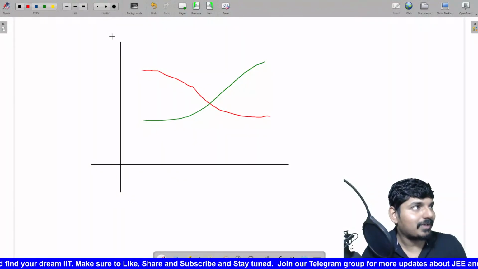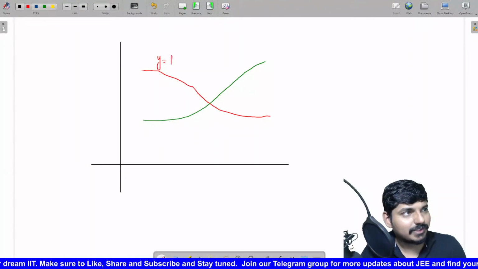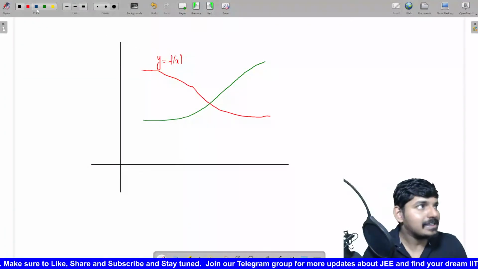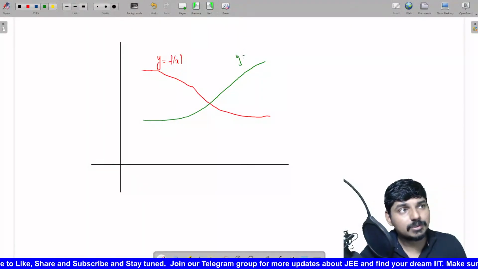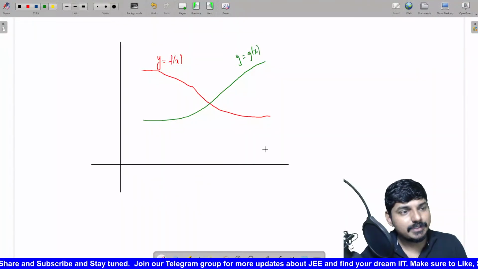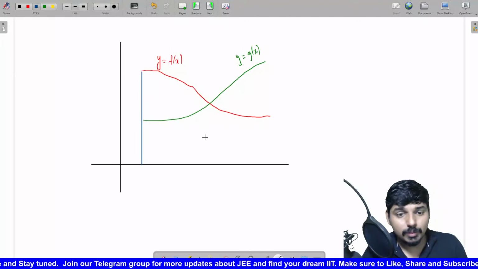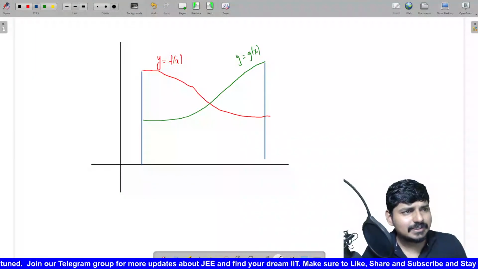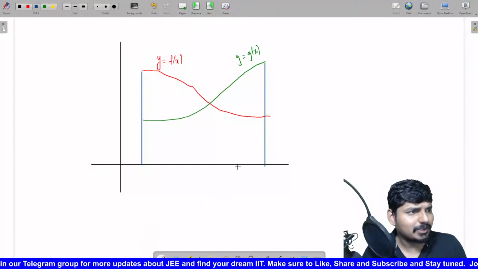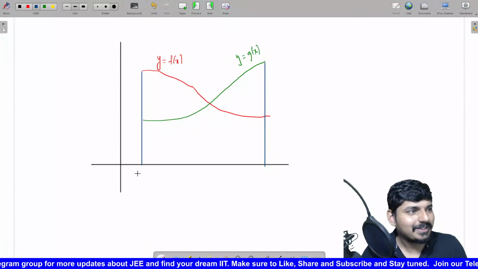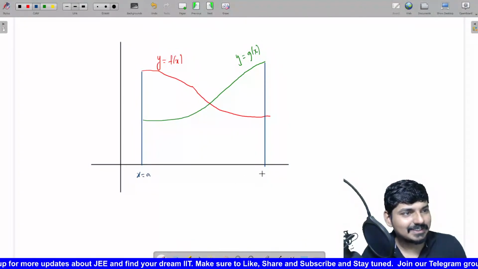So here you see y is equal to f of x, and the green one you can see that is going to be your y is equal to g of x between x is equal to a. Let us say the lower limit is x equal to a. Let us say the upper limit is going to be x is equal to b. It looks like infinity symbol, no? So x is equal to a and x is equal to b.